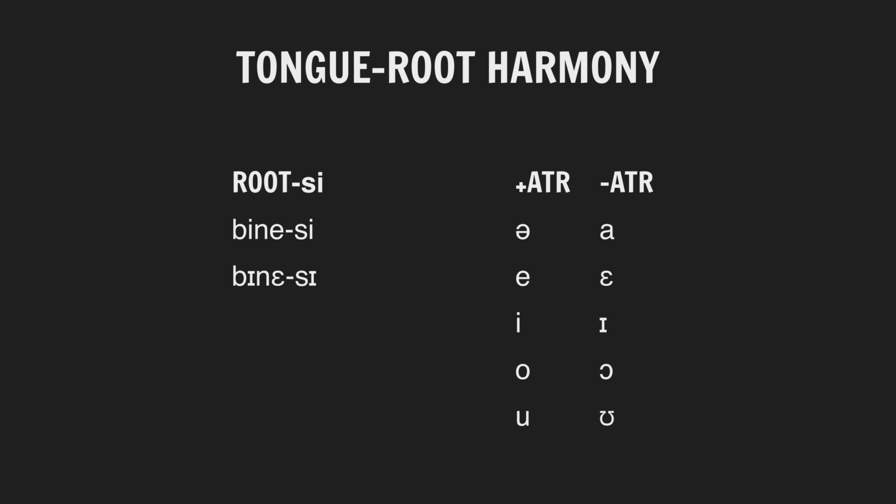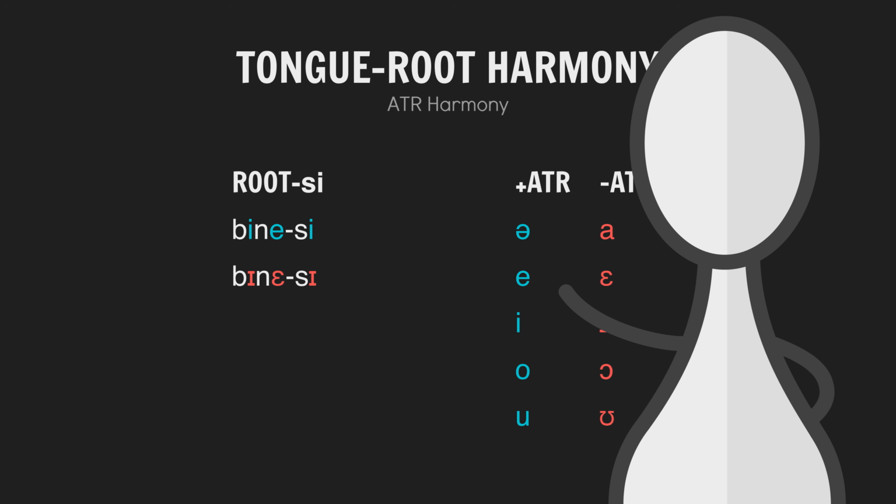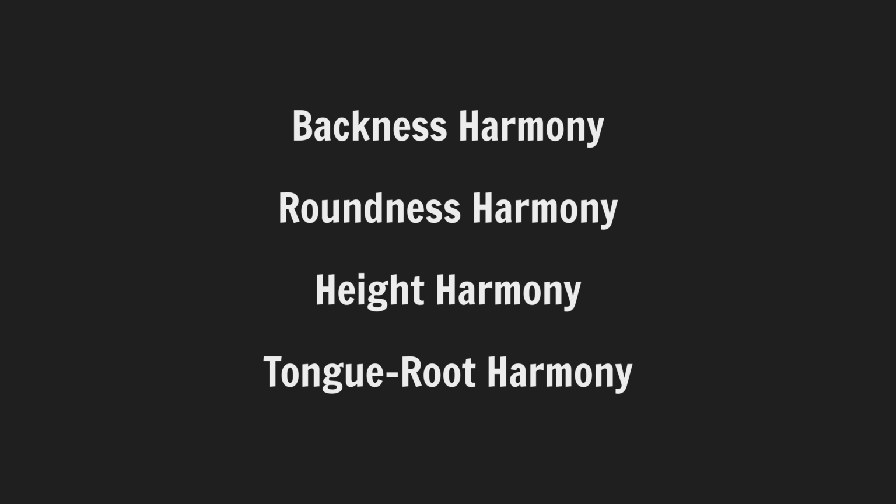Tongue root harmony, aka ATR harmony, is where all vowels within a given domain must be either plus ATR, bi, ne, si, or minus ATR, bi, ne, se. Tongue root harmony is found in many Niger-Congo and Nilo-Saharan languages. And those are the big 4: backness, roundness, height, and tongue root harmony.